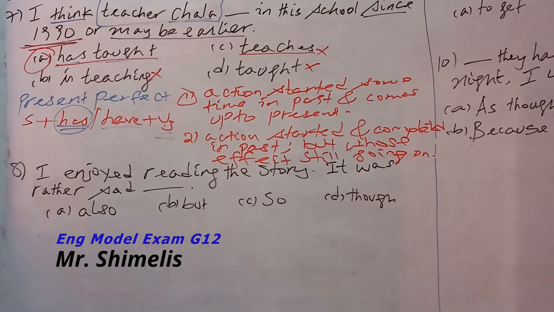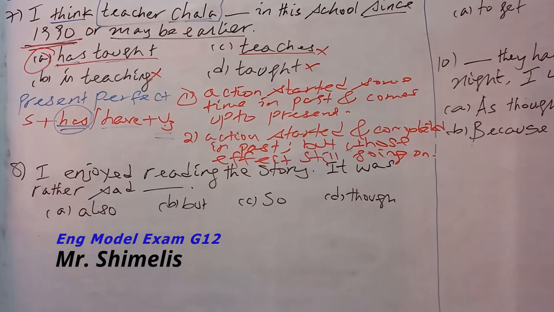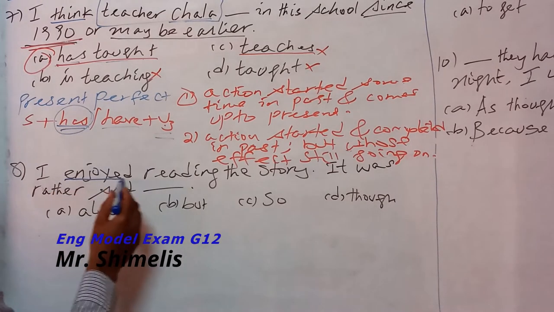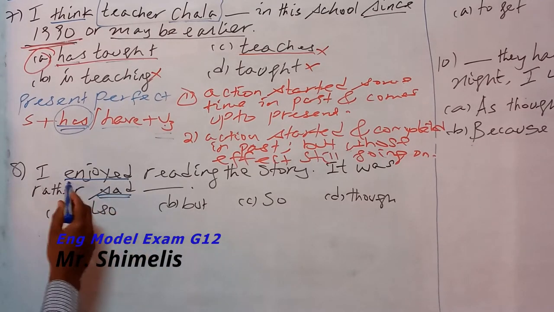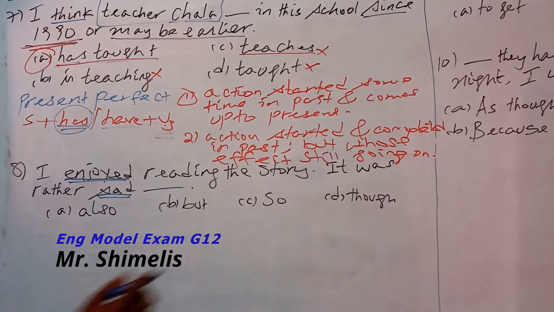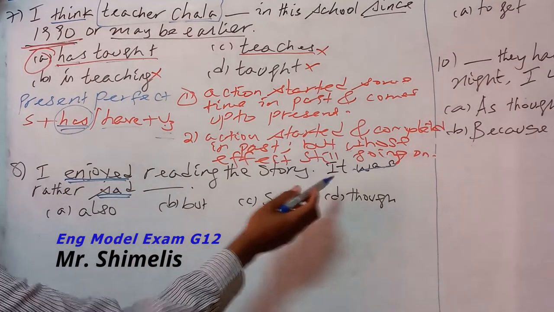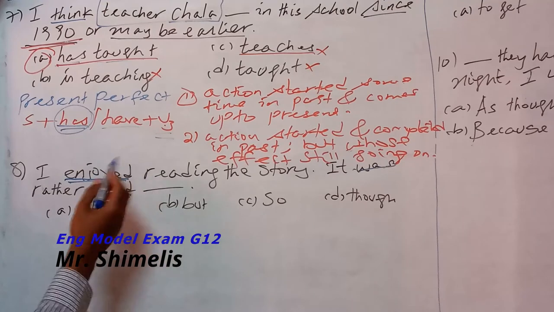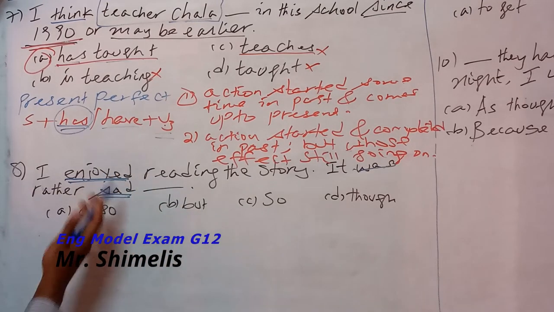I enjoyed reading the story. It was rather sad, though. I enjoyed reading the story. I was rather sad. Now let's compare these two verbs: enjoyed and being sad. Now this is the state. A person who enjoys a story is not expected to be sad, but now what happened is the opposite, as you can see, it was rather sad. So the second clause is a contrast for the first one.